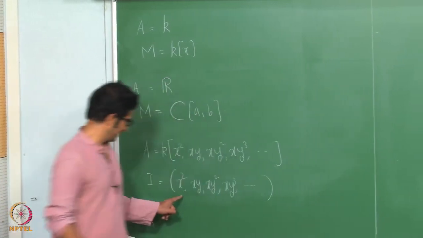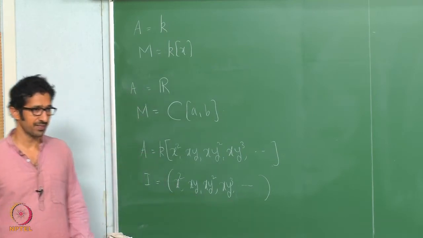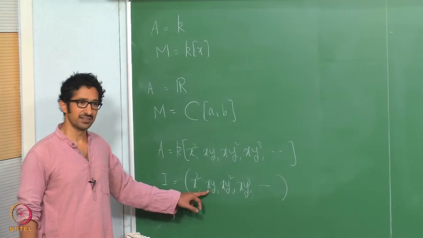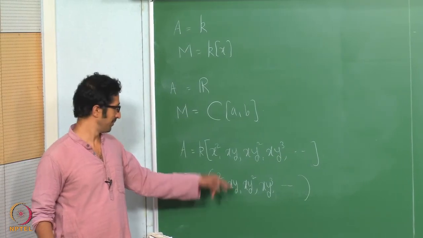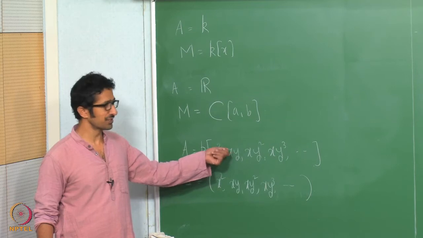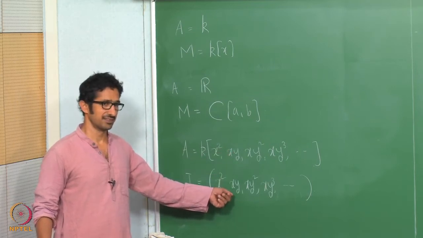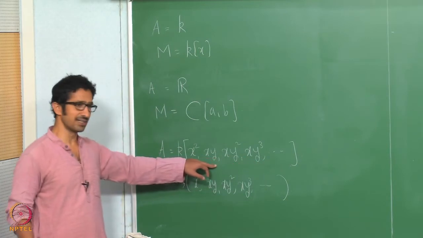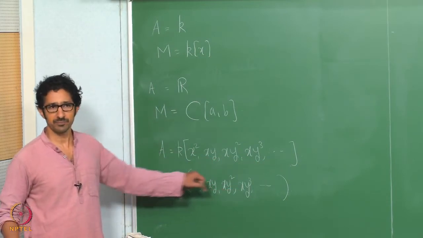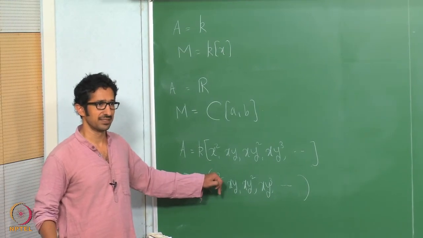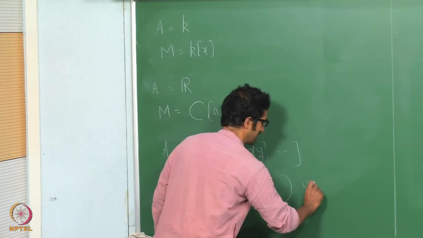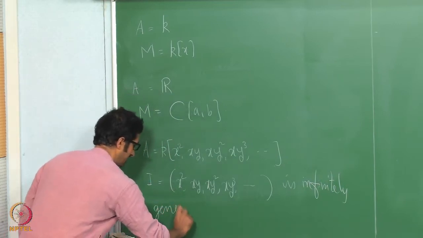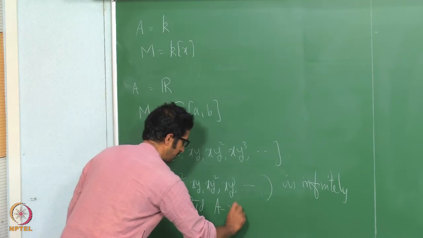Can you see that this is infinitely generated? How do you get this from here? The only possibility is to multiply by y, but y is not there in the ring. No pure power of y is there in the ring. So none of these can be obtained from any of the previous ones. Therefore, this is an infinitely generated A-module.